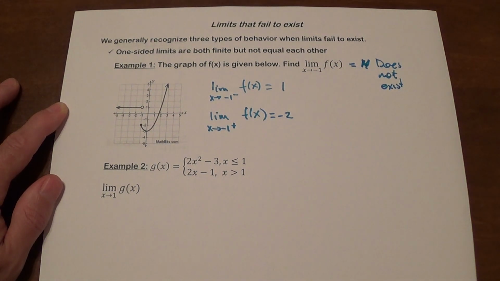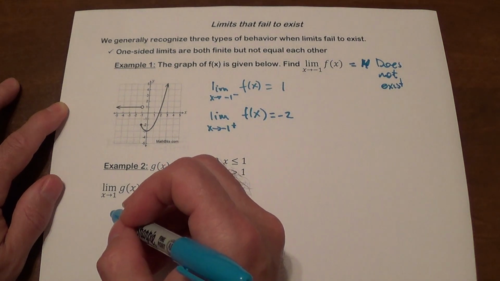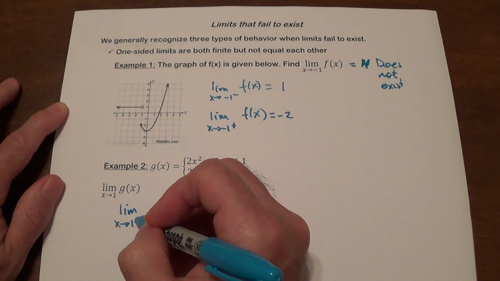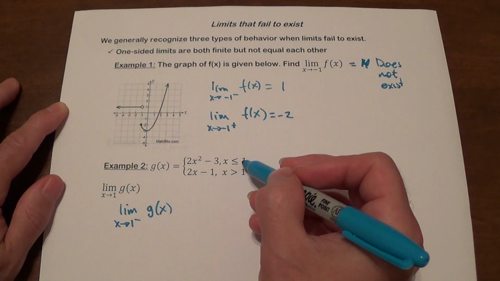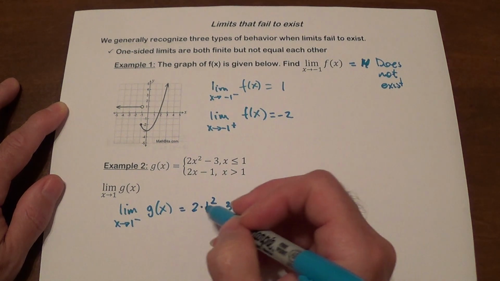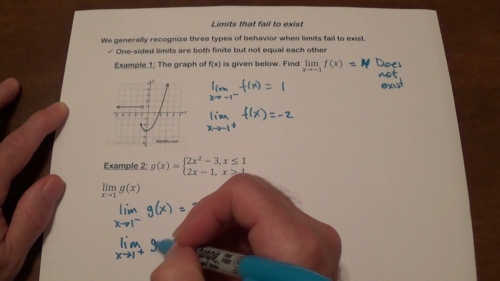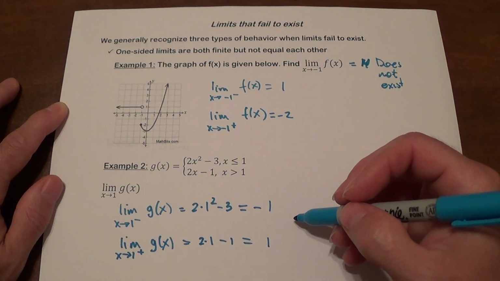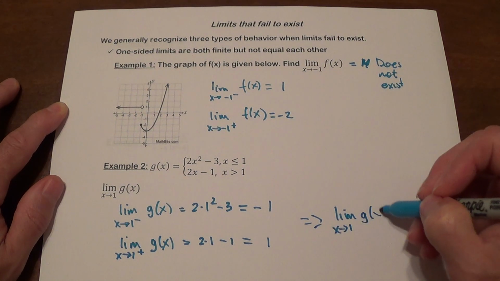Okay. In this example, we now have a piecewise function given to us. So what we need to do is evaluate each one-sided limit. We're trying to find the limit as x approaches 1. If we do the limit as x approaches 1 from the left of g of x, we substitute into the first function because that's where you have values of x less than 1, which is direct substitution, 2 times 1 squared minus 3, and it's going to be -1. When we find the limit as x approaches 1 from the right of g of x, we have 2 times 1 minus 1, and that answer is 1. Again, they don't equal each other, so the limit as x approaches 1 of g of x does not exist.